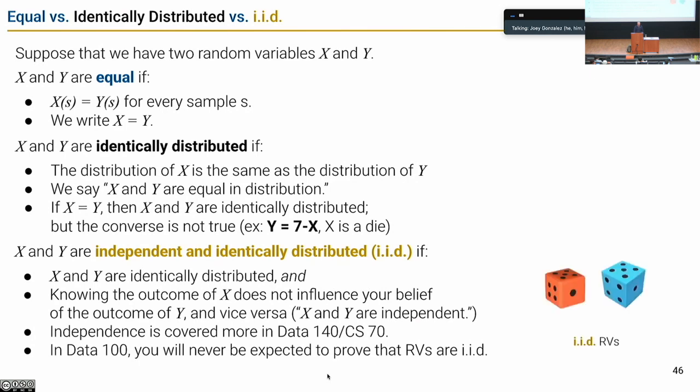Okay. So a simple example of this would be if I'm flipping two independent dice. I flip them, they're equally distributed. It's fair, equal sides, 1/6 probability for each face. Then they're identically distributed. Then they would be i.i.d.